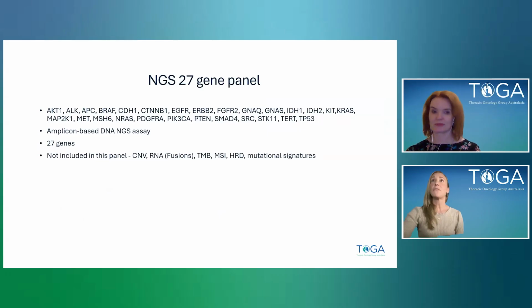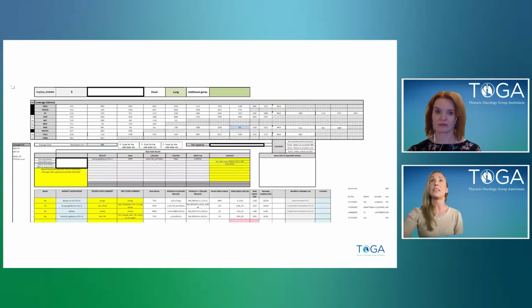And we performed a 27-gene DNA next-generation sequencing panel on that. There's a list of the genes there. It was amplicon-based, which Stephen touched on before, as opposed to capture hybrid. As I said, it was 27 genes, and importantly, it doesn't measure copy number variations, fusions, TMB, MSI, HRD, or any mutational signatures. So mostly SNVs and small indels.